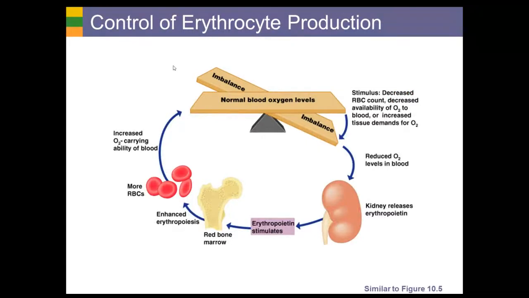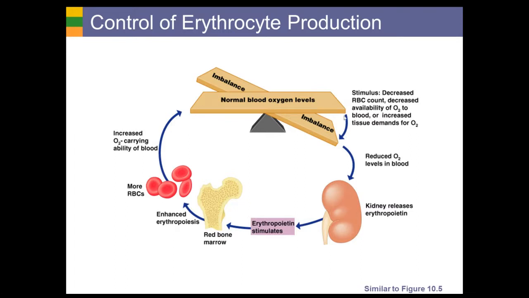Erythropoiesis is the production of red blood cells. Red blood cells are continually being produced by the red bone marrow found in bone. What stimulates the production of red blood cells? It's erythropoietin, a hormone that's produced by the kidneys. What causes the kidneys to release erythropoietin? A reduction in oxygen levels in the blood.